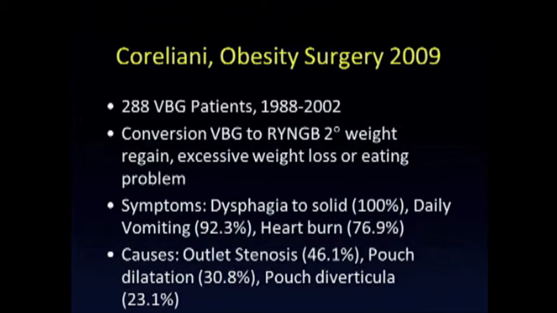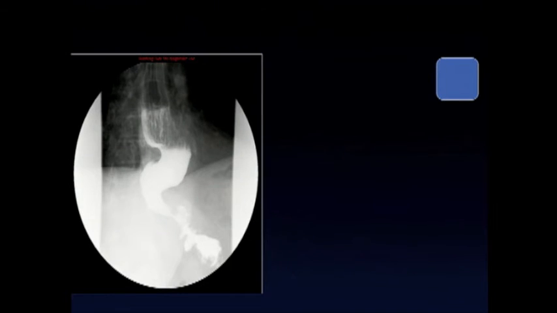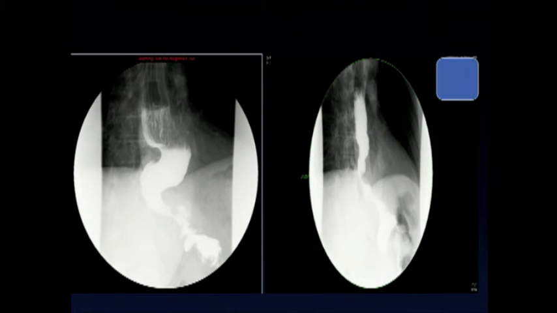So what do you do with these? The best thing is frankly to convert them to a Roux-en-Y. You have to work within the former staple line, but the results can actually be quite good. As you can see here, all the symptoms decrease substantially, and they also decrease their BMI at the same time. Here's what this lady's esophagus looked like before surgery. You can see that it's almost a pseudoachalasia, a very enlarged esophagus. It becomes tortuous. And you can see the very narrow outlet for the VBG. By converting it to a Roux-en-Y, which is what we did here, you can now see that the esophagus looks a heck of a lot more normal.